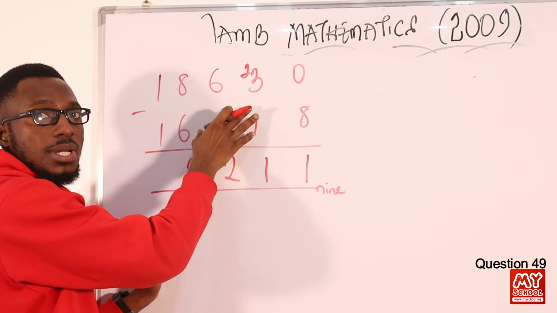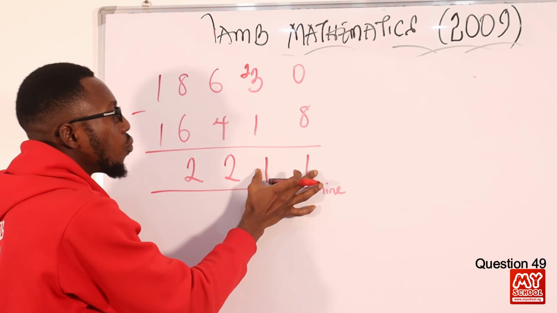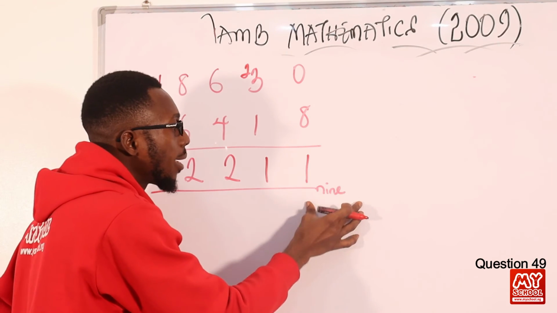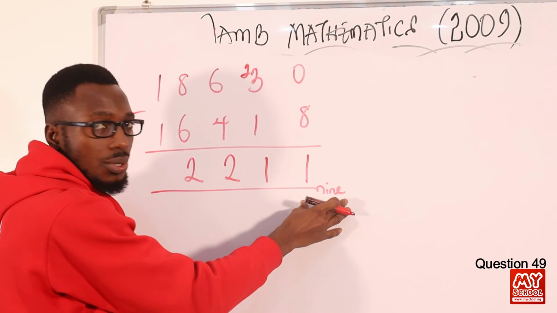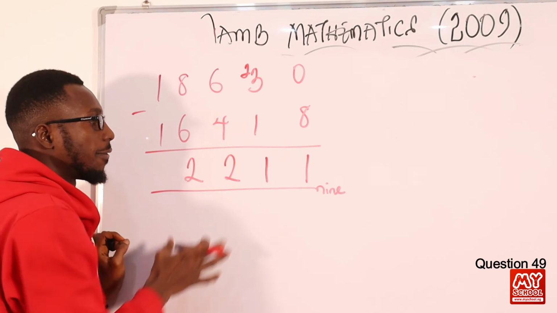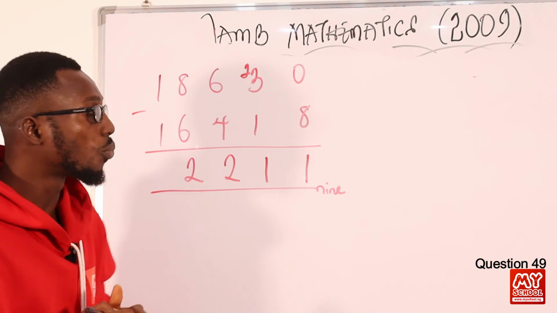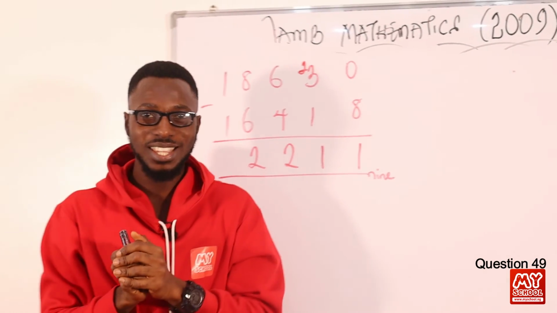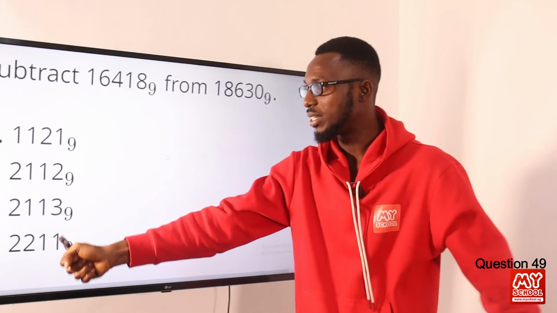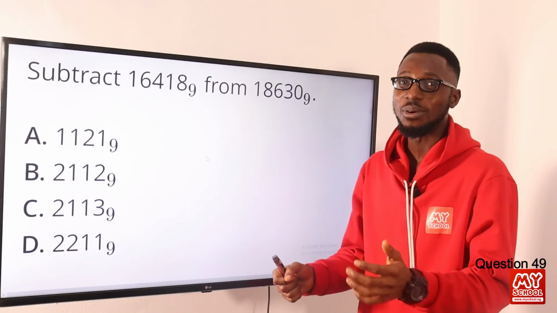So when we subtract this, we should have 2, 2, 1, 1, base 9. I wrote my base in letters so as not to confuse it with the figures we have here. So 2, 2, 1, 1, base 9. So let's secure that together. 2, 2, 1, 1, base 9. Option D. So option D is the correct option.